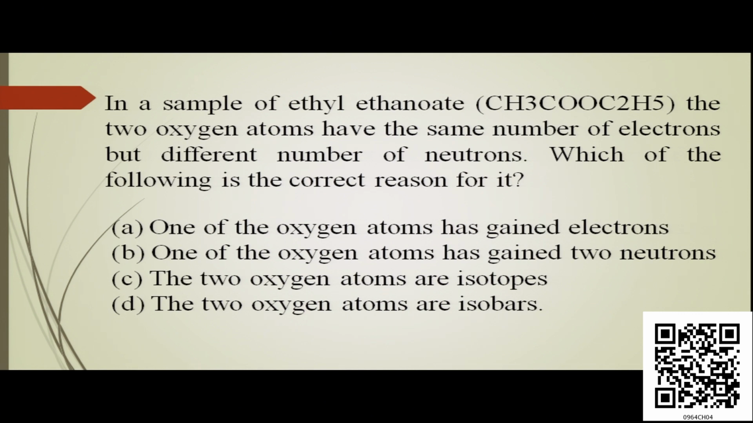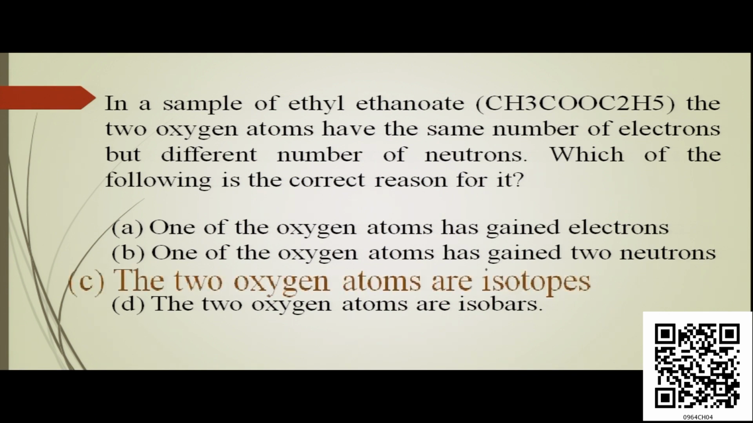That means the number of electrons is the same but the number of neutrons is different. So what can you conclude about that atom? If the number of electrons is the same, the number of protons is also the same. Number of protons same, number of neutrons different. Protons same means atomic number same, and when you add the neutrons, the mass number will be different. Species having the same atomic number but different mass number are called isotopes. So the answer to this question will be option C, that is, the 2 oxygen atoms are isotopes.